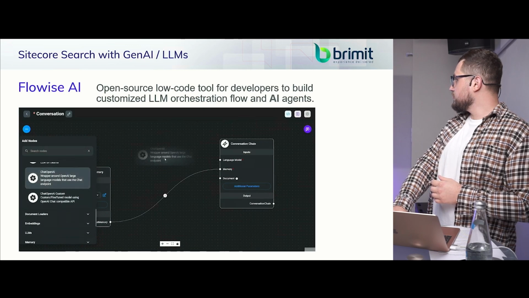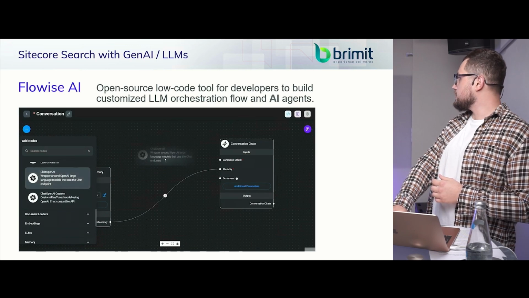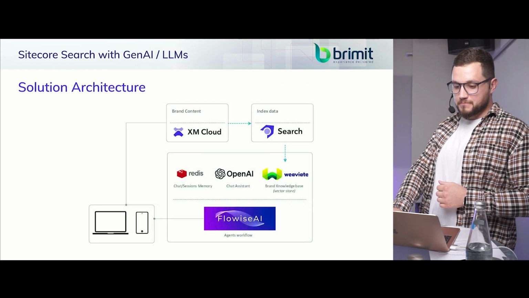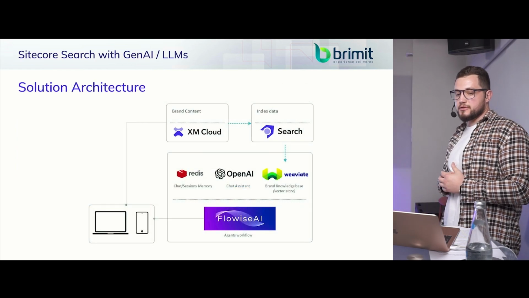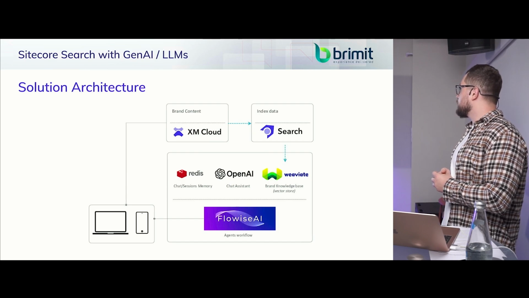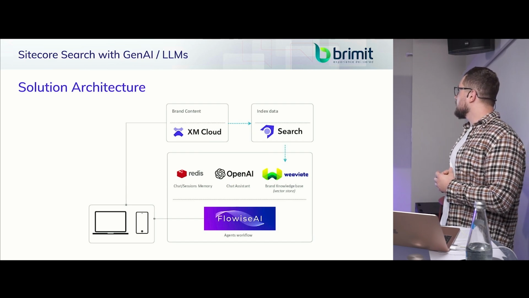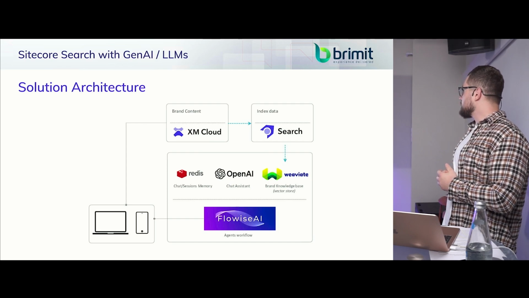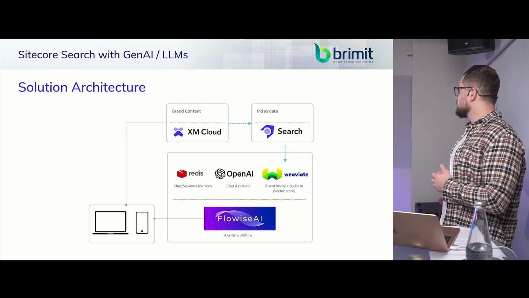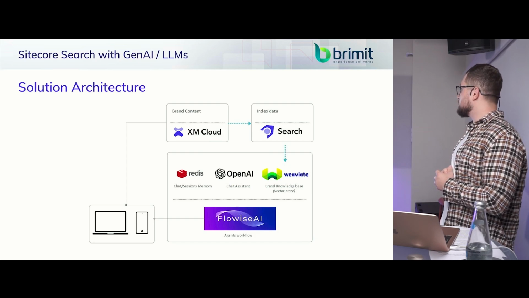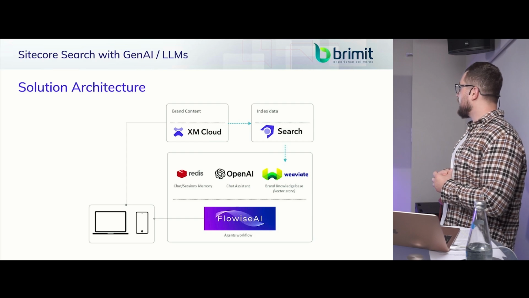Yes, it is a little bit of video, but I will have a demo and I will show you how everything works. And this is our global architecture for our AI assistant. You can see that we get content from XM Cloud, put this content into the Sitecore Search index, and our AI assistant is implemented in Flowise AI and is based on OpenAI, Redis, and Weaviate.